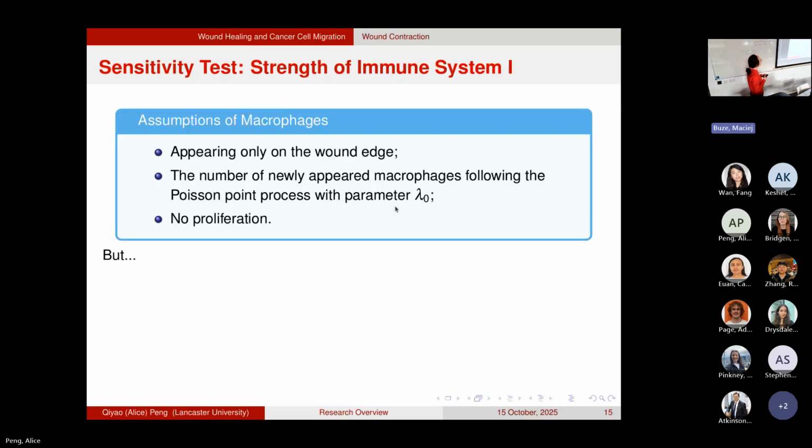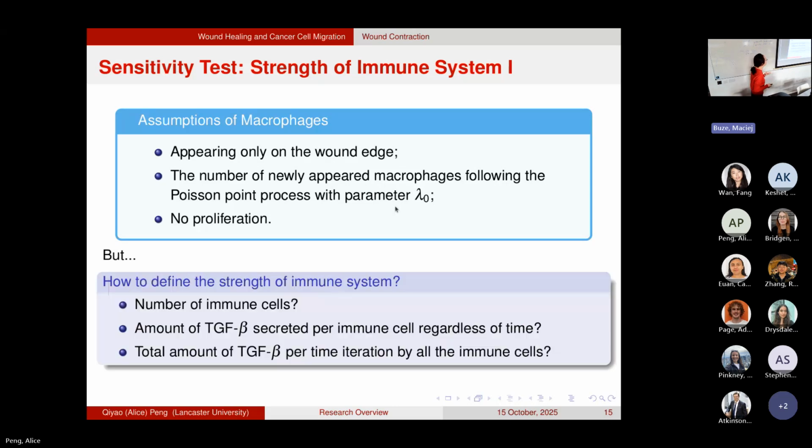But the interesting part is the sensitivity test regarding the immune cells. For the immune cells, we are mainly talking about the macrophages, which appear only at the wound edge, and we assume there's no proliferation. Regarding how many immune cells pop up in the wound at each time step, we use a Poisson point process with parameter lambda zero. Initially, I was expecting a monotonic tendency, for instance, the stronger the immune cells, the more or the less contraction you would have. But this is not what we get.